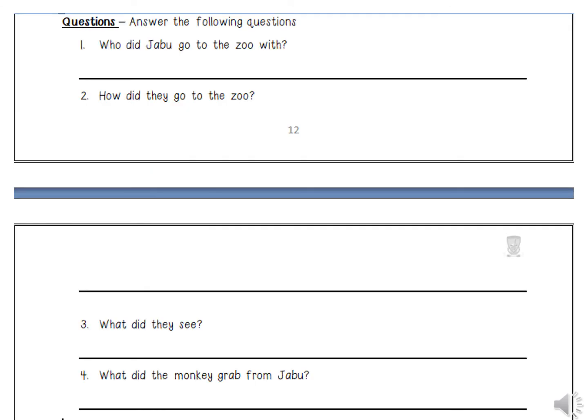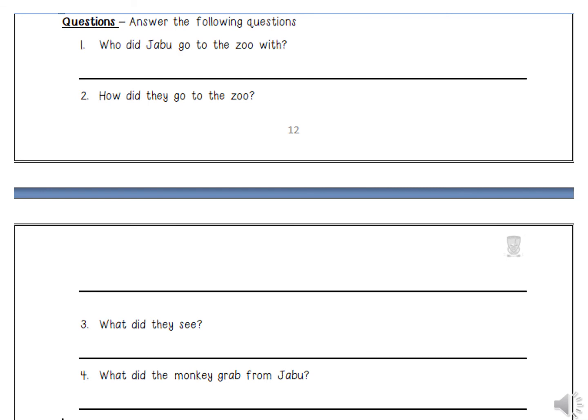So now, boys and girls, let us go through the questions which you will need to answer in your workpack. Number 1. Who did Jabu go to the zoo with? Remember, we have discussed this in the picture at the beginning of the story. Number 2. How did they go to the zoo? So here, children, this was discussed at the beginning of the story. Number 3. What did they see? Do you remember what animals we have mentioned in the story?